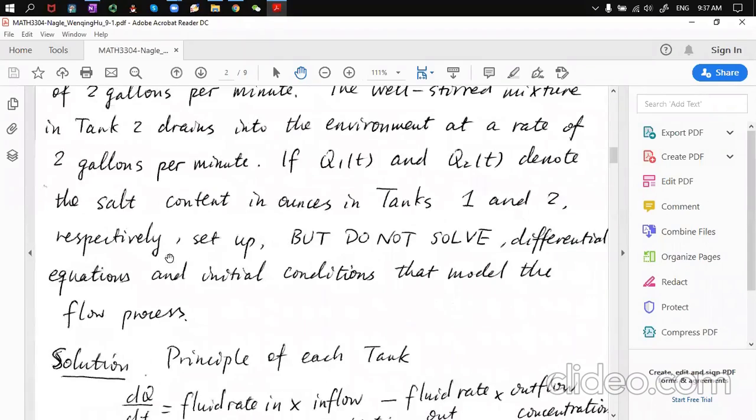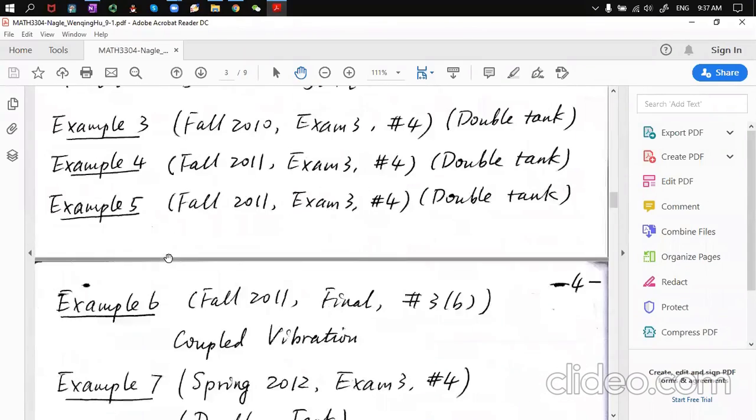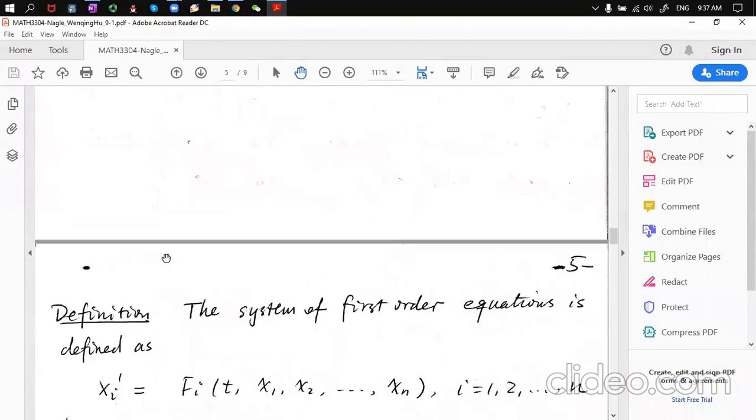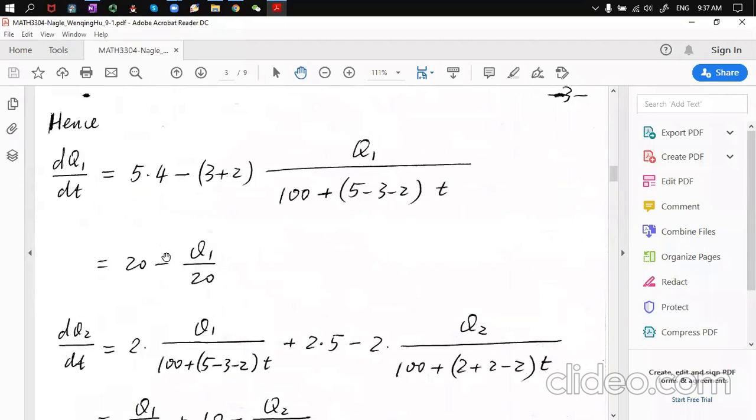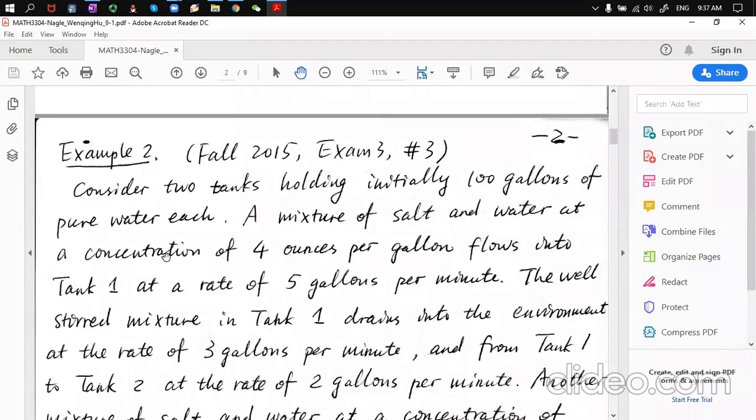Here I want to show you another example, which very probably you will see by your final exam. So this is very likely to happen on your final exam. I would like to emphasize this kind of problem again and again. Very likely it's going to happen on your final exam.